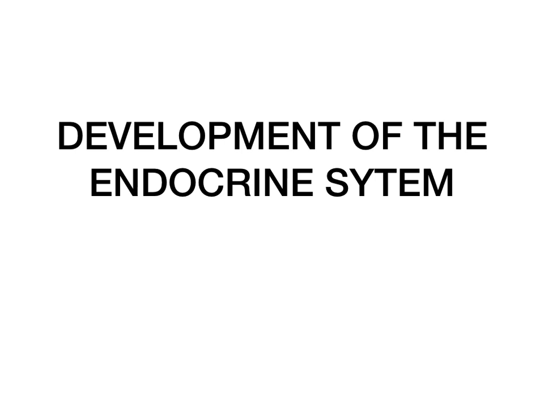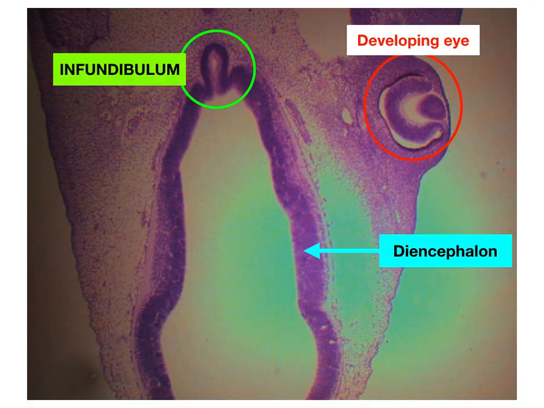Our topic for today is the development of the endocrine and the reproductive system. Let's start with the development of the endocrine system. The first slide, the red circle, is the developing eye. That is our landmark. Pointed with blue arrow is a diencephalon, which is the developing part of the brain.